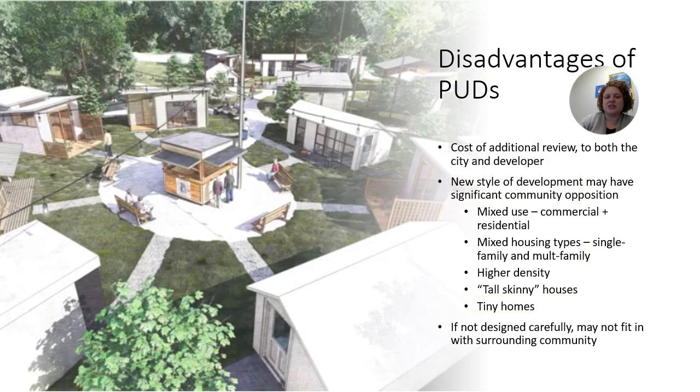PUD regulations do have some drawbacks, the first one being an increased cost of additional review. This cost is borne by both the city and the developer. PUDs can also result in new styles of development which could have significant community opposition. Some examples might include more mixed uses and mixed residential types, increased density, tall, skinny homes that are much more popular these days, typically 3 stories tall with a very narrow lot, or even tiny home developments.